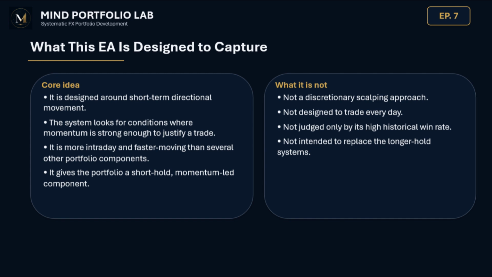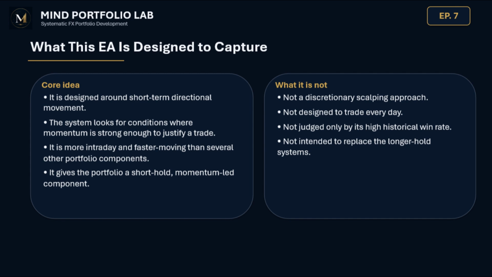At portfolio level, this EA gives me exposure to short-term directional movement. What I mean by that is that the system is designed around situations where the market starts to move with enough short-term strength to justify a trade. It is not trying to capture multi-day structure. It is not trying to hold for a long time. Its role is much more focused on quicker intraday movement. I am deliberately not going into the precise trigger logic, because that is part of the system itself. But in broad terms, this is a shorter hold momentum component.